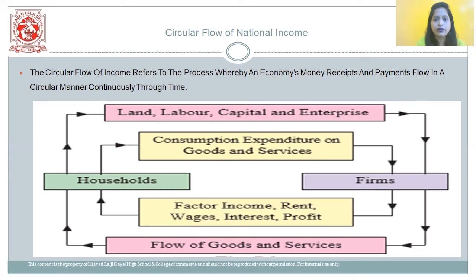It can be the rent, wages, interest, profit. So from the firm, again, it is flowing to the household. What will the household be doing? The household is using this income to purchase goods and services. Thus, money is flowing from the firm to the household and from the household to the firm. So this concept is termed as the money flow concept.